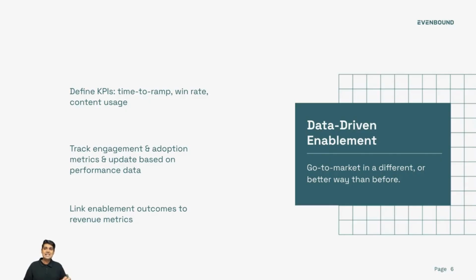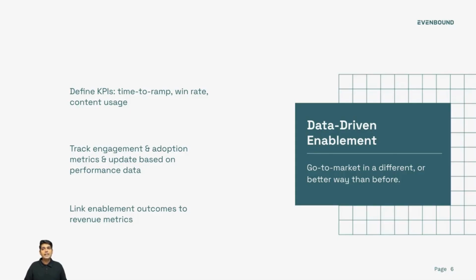Second, skill proficiency score by competency. Test and certify your reps on key skills. Which reps are strongest in discovery? Which need help with objection handling? This gives you targeted coaching opportunities instead of generic training across the board.